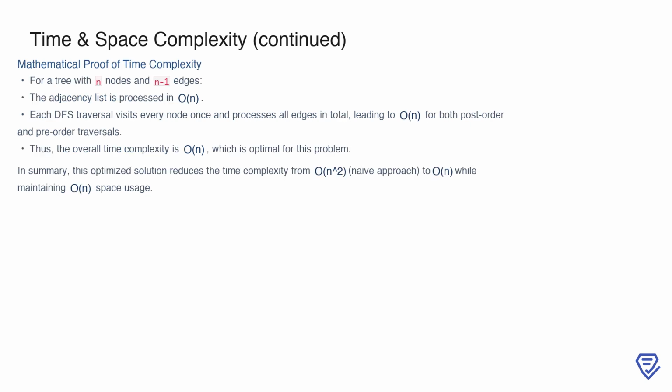Finally, let's validate the time complexity mathematically. For a tree with n nodes and n-1 edges, constructing the adjacency list takes O(n). During the post-order and pre-order DFS traversals, each node and edge are processed exactly once, leading to O(n) for each traversal. Summing these components confirms that the overall time complexity is O(n), which is optimal for this problem. In conclusion, this optimized solution significantly improves upon the naive approach by reducing the time complexity from O(n squared) to O(n), while keeping the space complexity at O(n), making it both time efficient and space efficient.